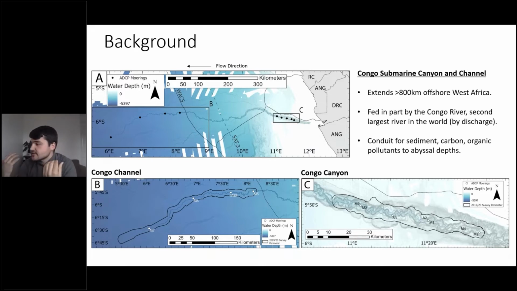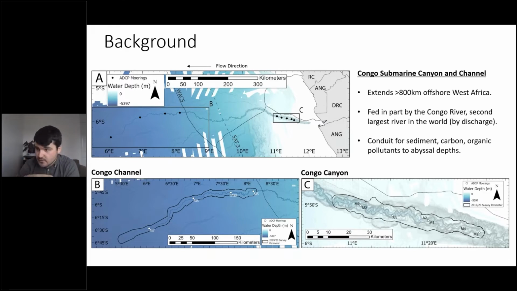Throughout this presentation, I'll be referring to filling and flushing events. Filling events, as Meg has kindly introduced, do not travel to the lobe. They're the most common type of turbidity current that we see within the Congo Canyon, and there is an active filling event occurring 30% of the time throughout the year in the Congo Canyon. They work to redistribute sediment within the submarine canyon, and they also provide additional sediment to the canyon.